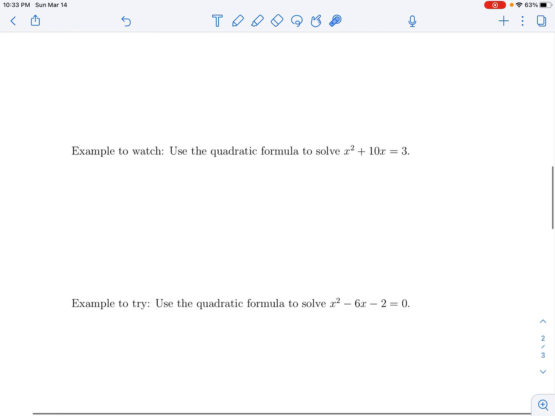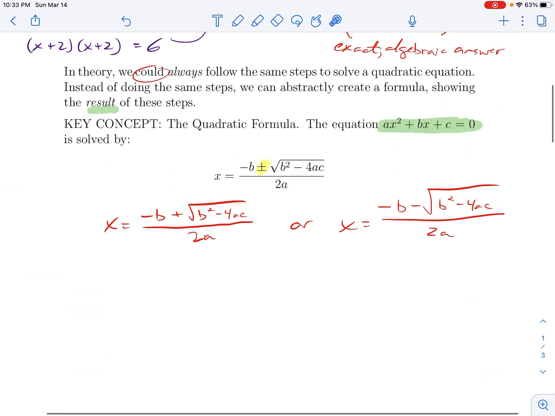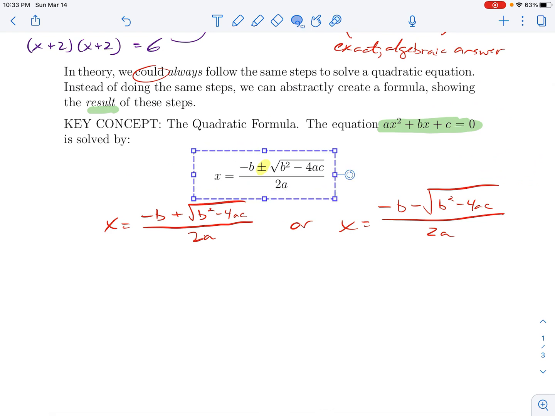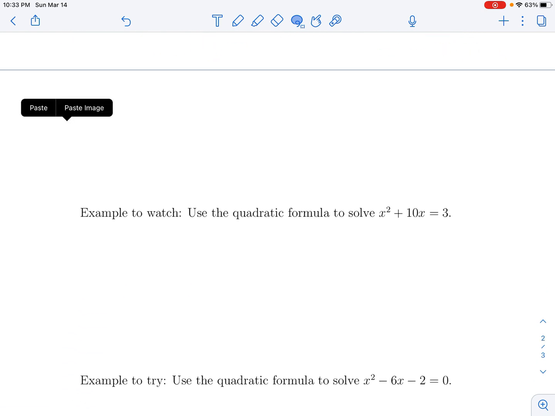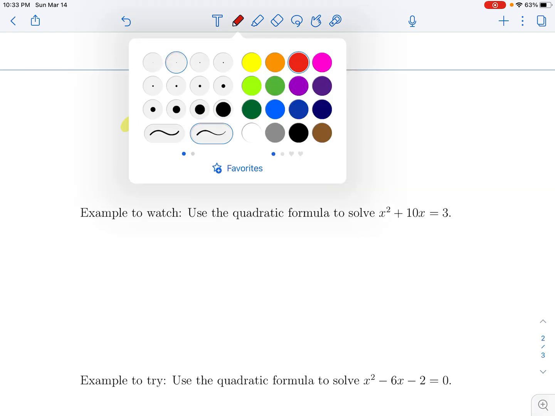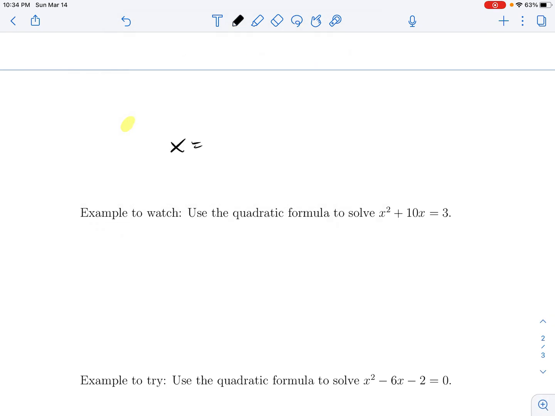So let's look at an example. And I will just copy this so that it is available as we need it. Oh, that didn't work. I'll just write it out. Sorry. x equals minus b plus or minus the square root of b squared minus 4ac all over 2a.